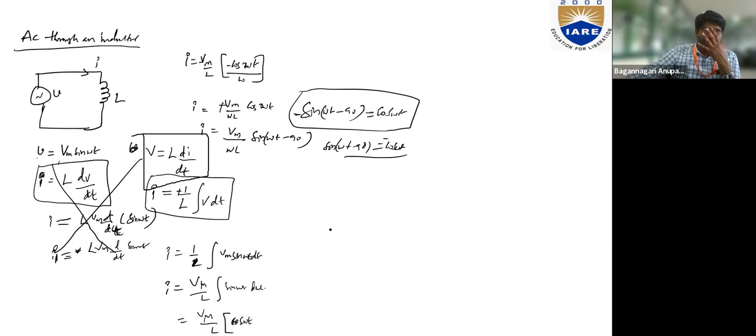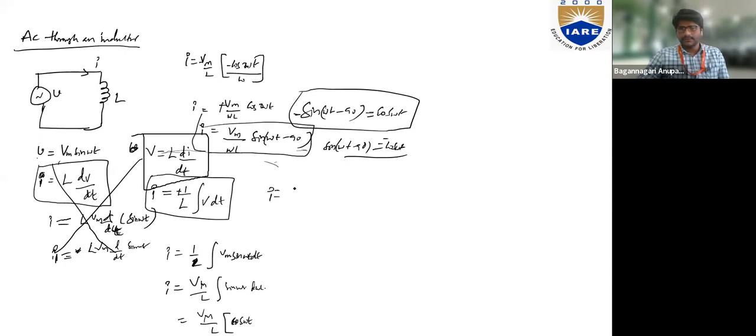And we are least bothered about the polarities in the AC systems, right? So somehow we can write this value of current as I is equal to Vm by omega L sine omega t minus 90 degrees.